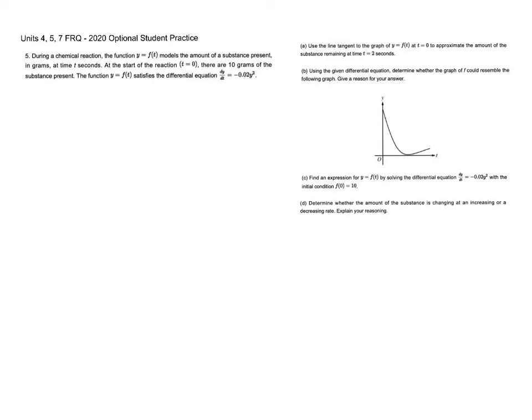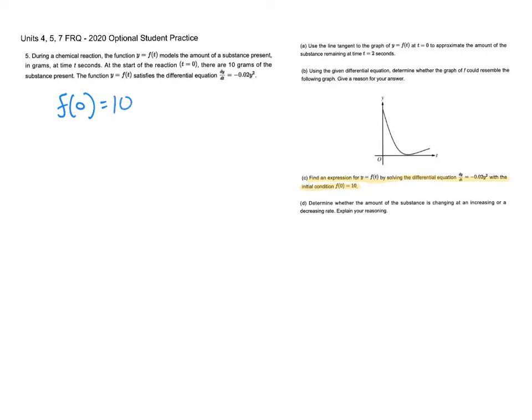So part C says to find an expression for y equals f of t by solving the differential equation dy over dt equals negative 0.02y squared, and we have an initial condition of f of 0 equals 10. So we're basically going to do separable differential equations and then solve for c. So I'm going to make a note that f of 0 equals 10. That's my initial condition.